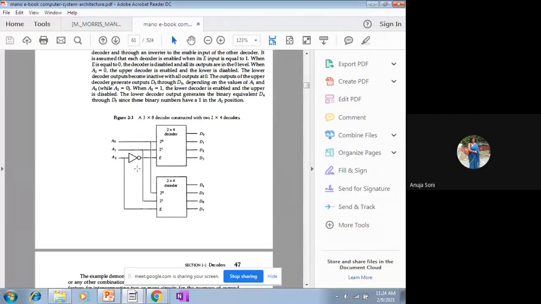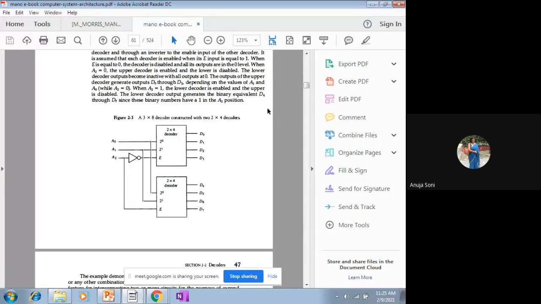Whichever is the most significant bit, this is the most significant, least significant bit. No, this is the most significant bit, A2, because how will the number be written? All the inputs are A0, A1, A2. So how will it be written? A0 on the right side, then A1, then A2. So the extreme left side bit is to be termed as the most significant bit. So the most significant bit works as an enable signal.